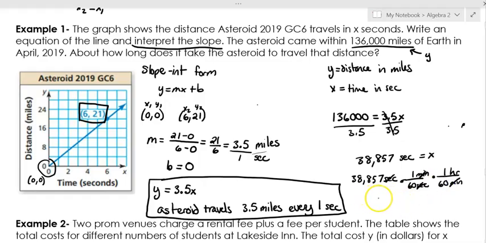So what this tells me to do is take the 38,857, divide it by 60, and then again divide by 60, and we're going to get roughly 11 hours. So basically it took about 11 hours for the asteroid to travel the 136,000 miles from the Earth.